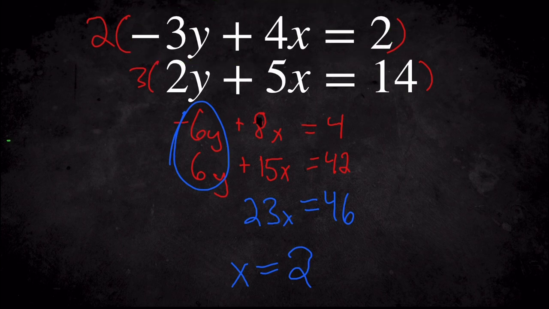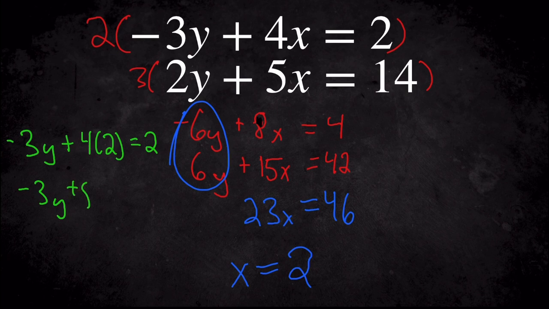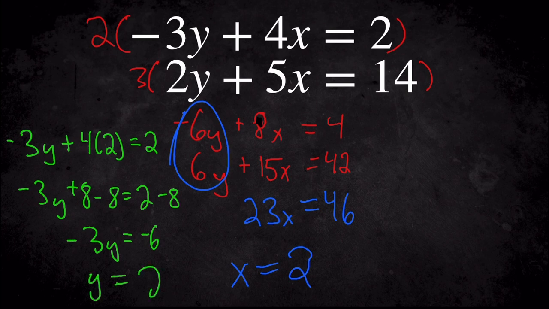So now I'm going to substitute it in this equation. That would be negative 3y plus 4 times 2, which would equal 2. And that would become 8. So negative 3y plus 8 minus 8 equals 2 minus 8. That means negative 3y equals negative 6. Divide both sides by negative 3, and y would equal 2. So the answer for this problem is 2, 2.